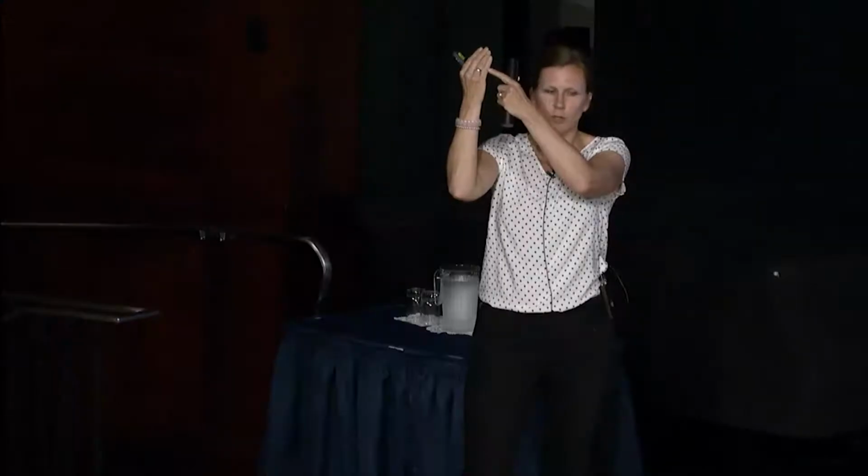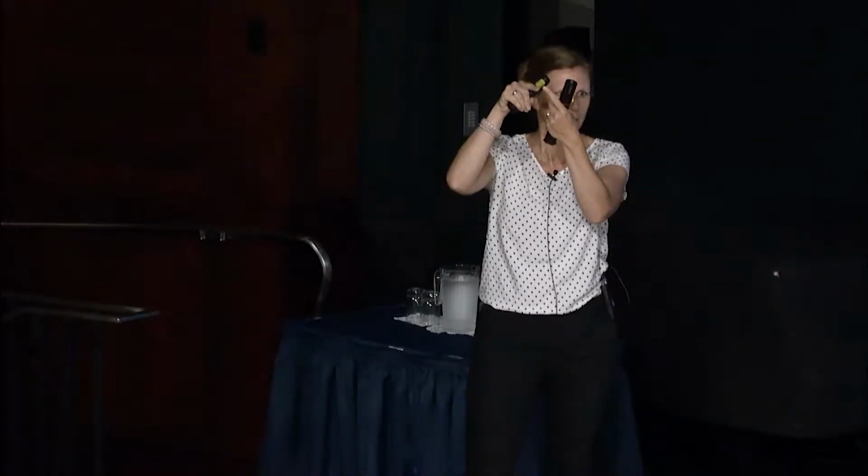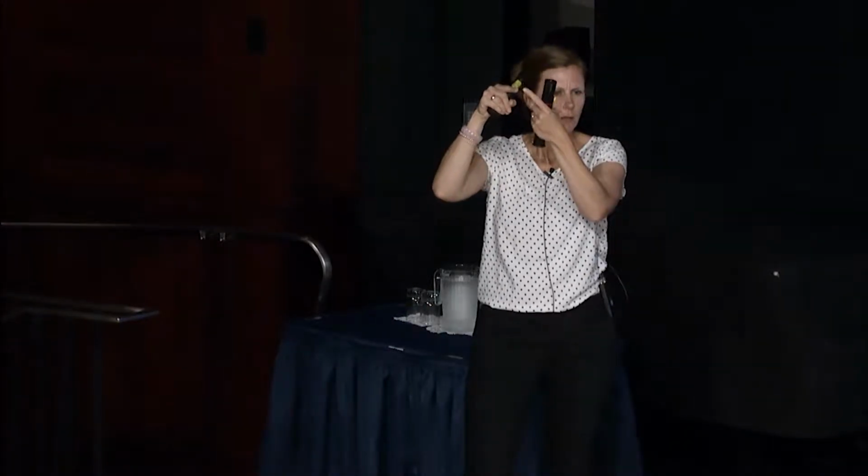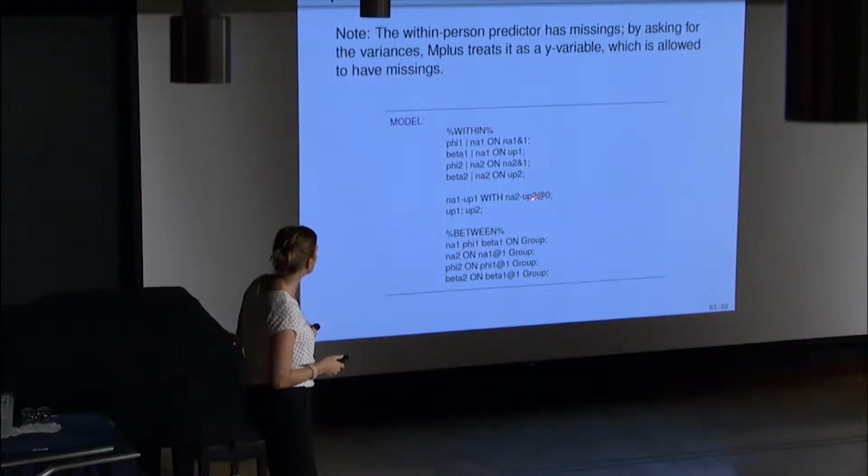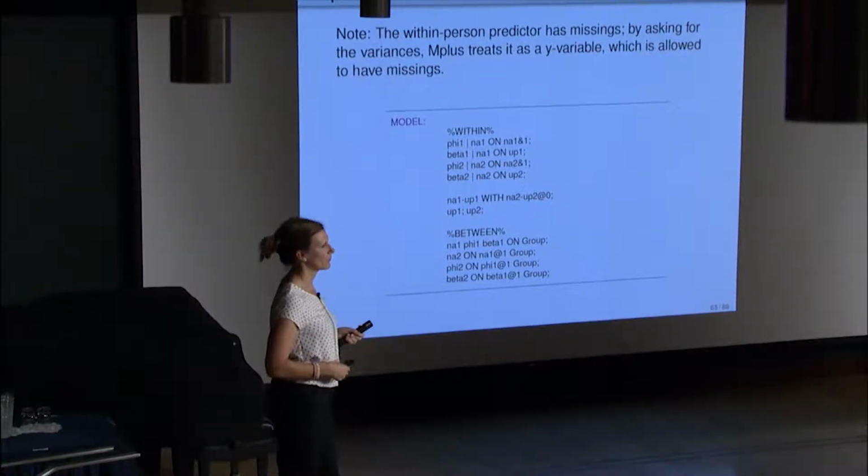So if I have a score on NA1, I have a missing on NA2. And that's also true for NA1 with up 2. So that one is also fixed to 0. And then up 1 with NA2 and up 2 with up 2. Sorry, up 1 with up 2. Because there is a dash between NA1 and up 1.